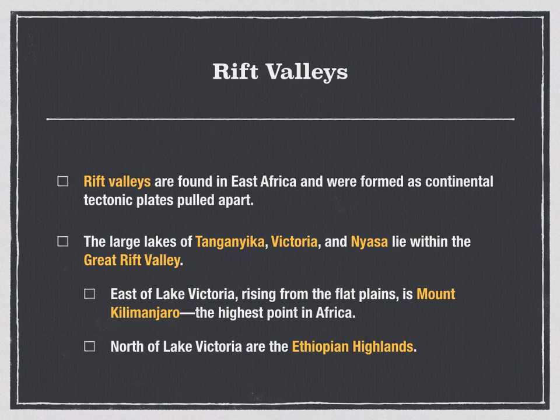Rift valleys. Rift valleys are found in East Africa, and they are formed as continental tectonic plates pull apart from one another. This is a divergent plate boundary. The large lakes of Tanganyika, Victoria, Nyasa lie within the Great Rift Valley. East of Lake Victoria, rising from the flat plains of Africa, is Mount Kilimanjaro. It's the highest point in Africa. North of Lake Victoria are the Ethiopian Highlands.